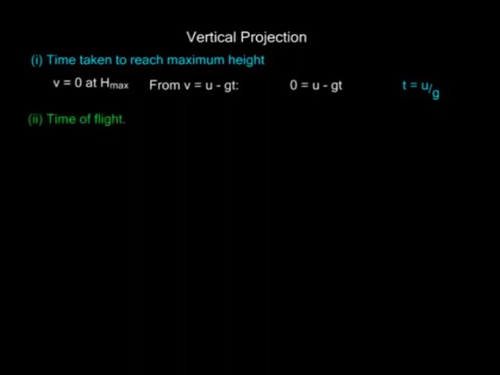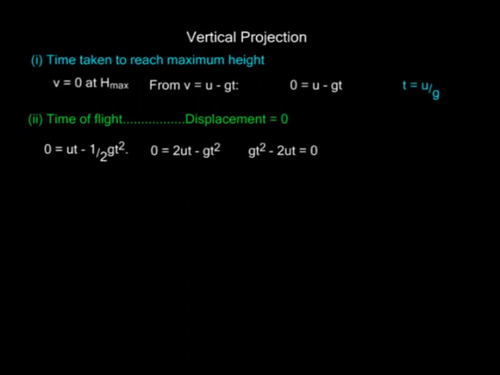Secondly, time of flight. Time of flight is the time taken by the body or projectile to fall back to its point of projection. At the end of the flight, the displacement of the projectile is 0. Using equation 2 above, 0 is equal to ut minus a half gt squared. Hence, 0 is equal to 2ut minus gt squared, that is, if we multiply everything by 2. Hence, gt squared minus 2ut is equal to 0.